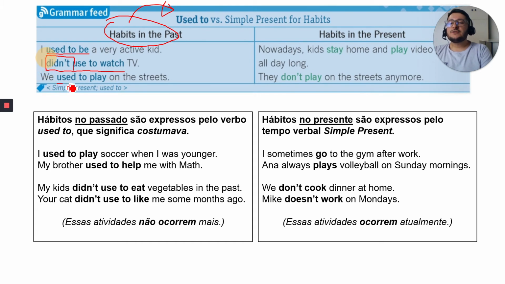We used to play on the streets. Right? But when we want to talk about habits in the present, habits that we have now, we need to use simple present. Okay? This verb tense you already know.